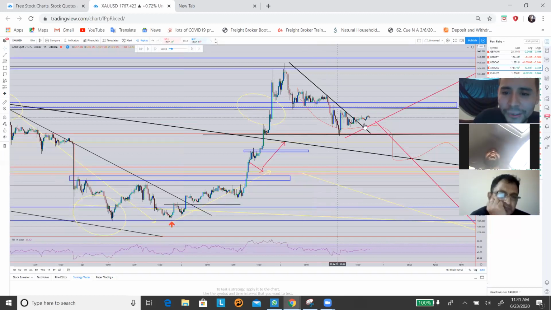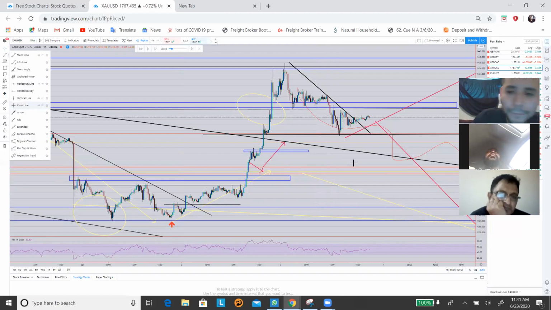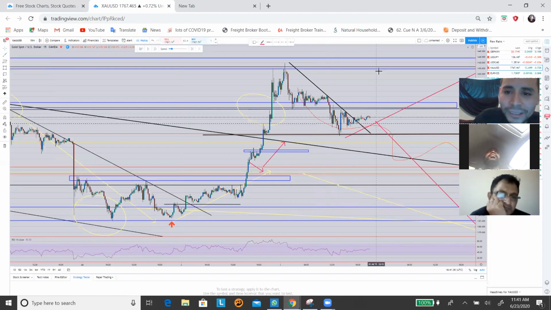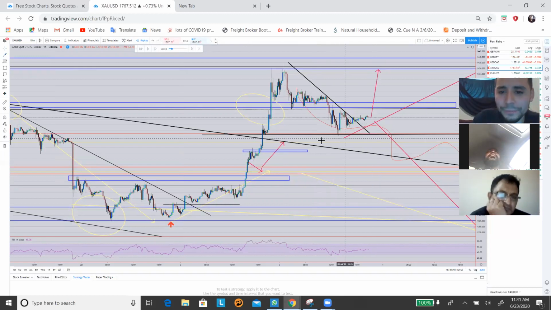Big candle here. What can you expect? Possibility, I'll move up from here. Can I take a trade? Yes, I could probably take a trade here. But I would wait for this to break. 1, 2, right? If it breaks above this, I'm buying this all the way up to here.